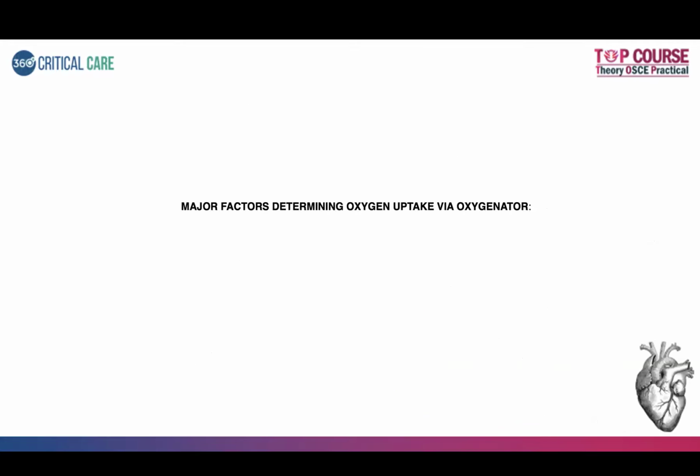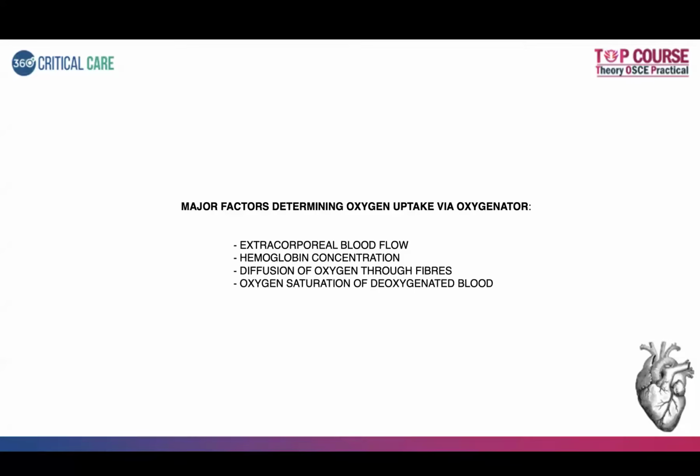So this slide is very important. This is to emphasize the major factors that determine oxygen uptake via the oxygenator. So from the drainage cannula, when blood enters through the pump and next into the oxygenator, that is the artificial lung, there are a few factors which determine how much oxygenation is going to occur. That is based on the extracorporeal blood flow, the hemoglobin concentration, the diffusion of oxygen through the small fibers within the circuitry, and the oxygen saturation of the deoxygenated blood. So there needs to be an adequate gradient for adequate oxygenation to occur.